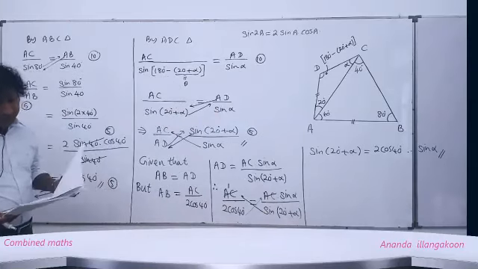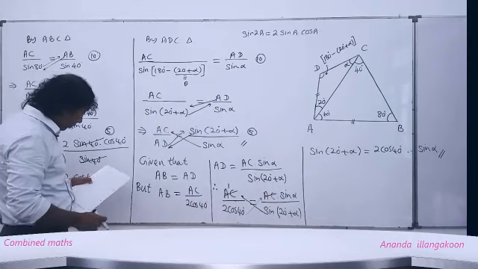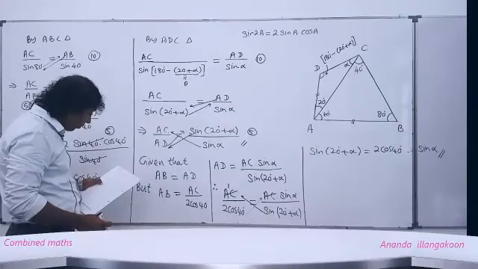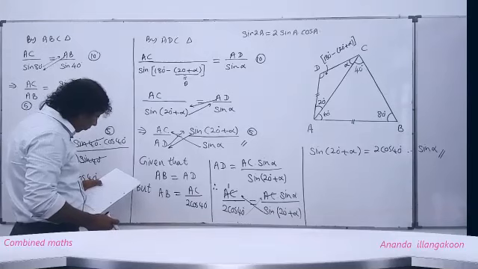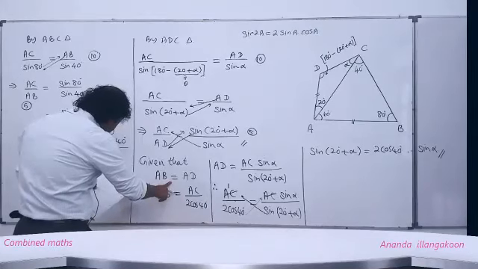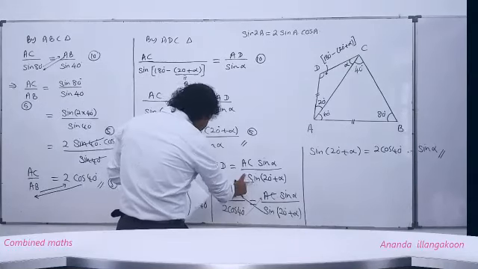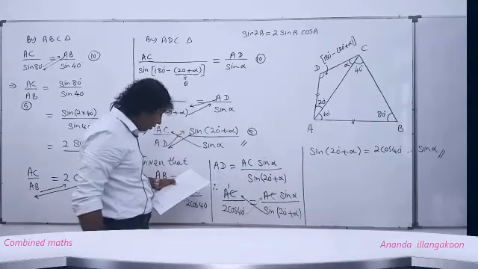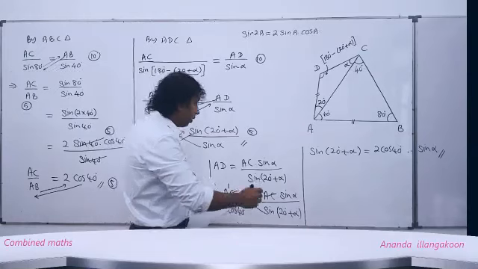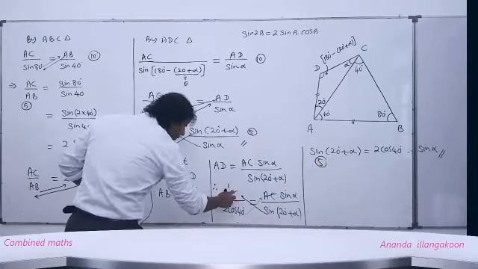Now, analyzing the marks: getting this AB equals AD relation and getting up to this final answer, we get 5 marks. Write it in this way, 5 marks.